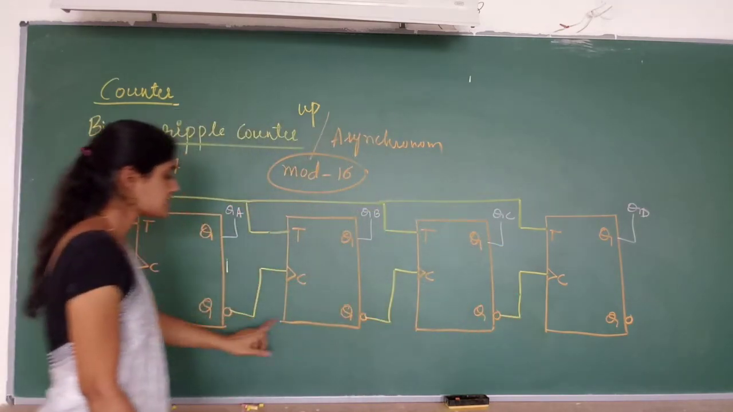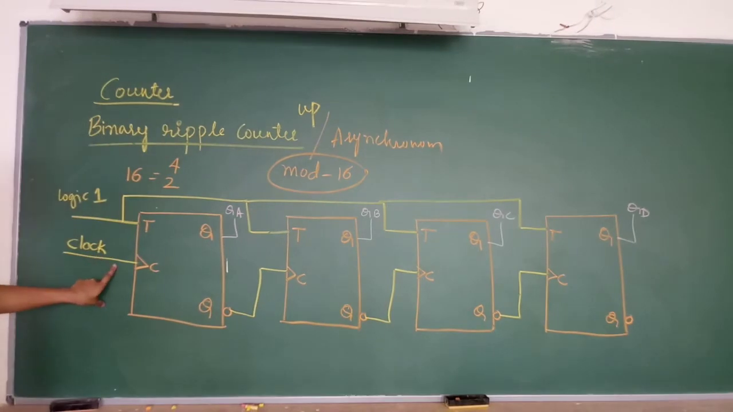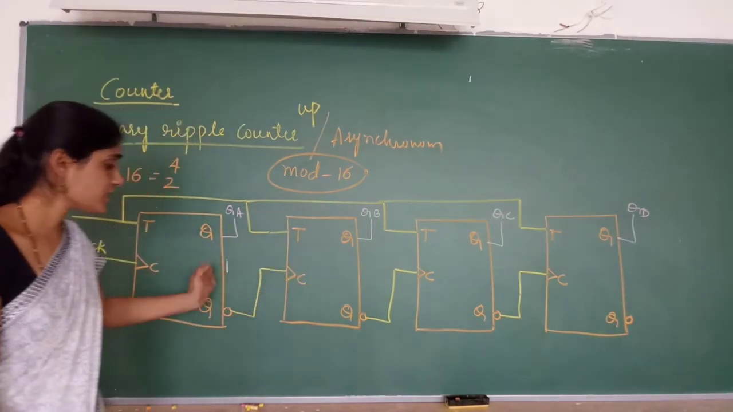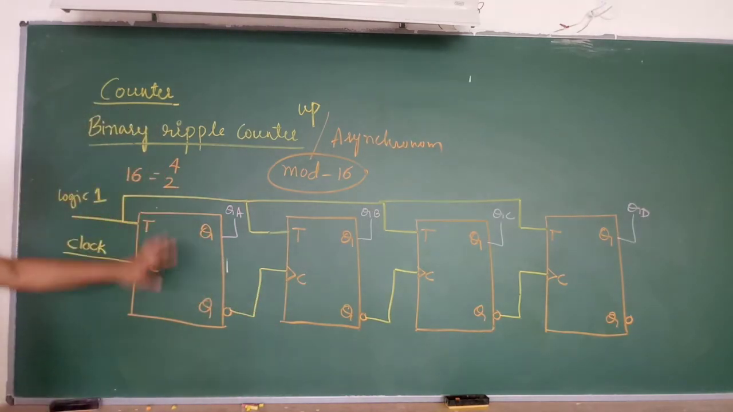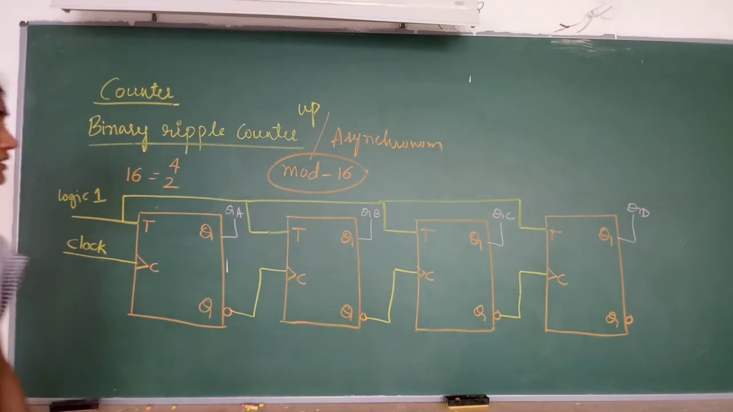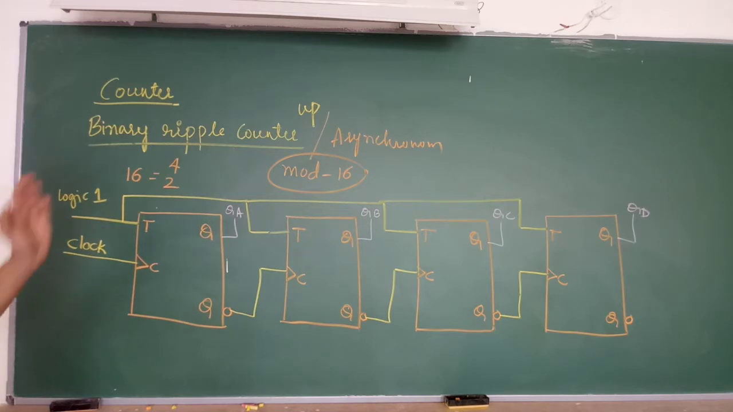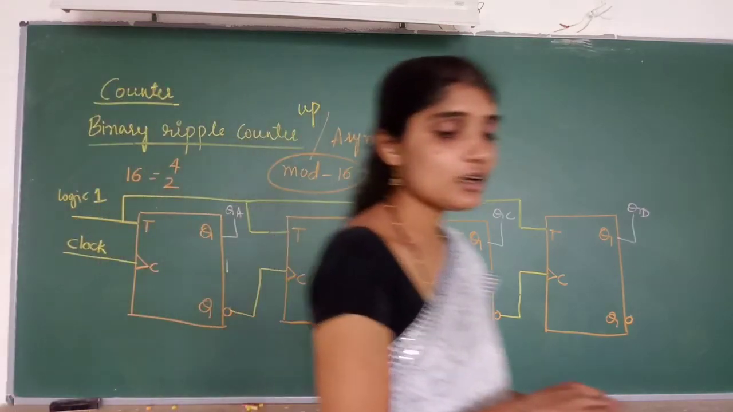The clock is given asynchronously. That means for the first T flip-flop, the clock is given directly. For the remaining, the previous flip-flop's complement Q bar is given as clock. And what is the T input? T input is logic 1. This is the circuit of a binary ripple up counter. So now let us analyze the circuit and write the counting sequence.